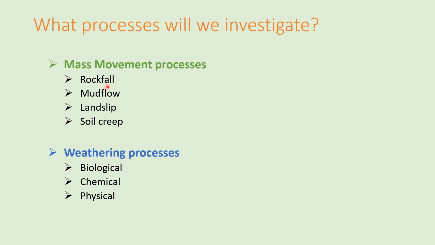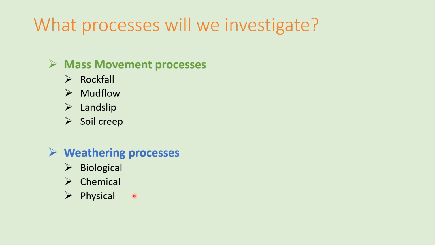And there are 4 things we need to look at: rockfall, mud flows, landslip, and soil creep. And the nice thing about them is that the name suggests what they are. Rockfall is rocks falling down, mud flow is mud flowing down the hill, soil creep is the creep of the soil. And then weathering processes, we need to look at biological, chemical, and physical.